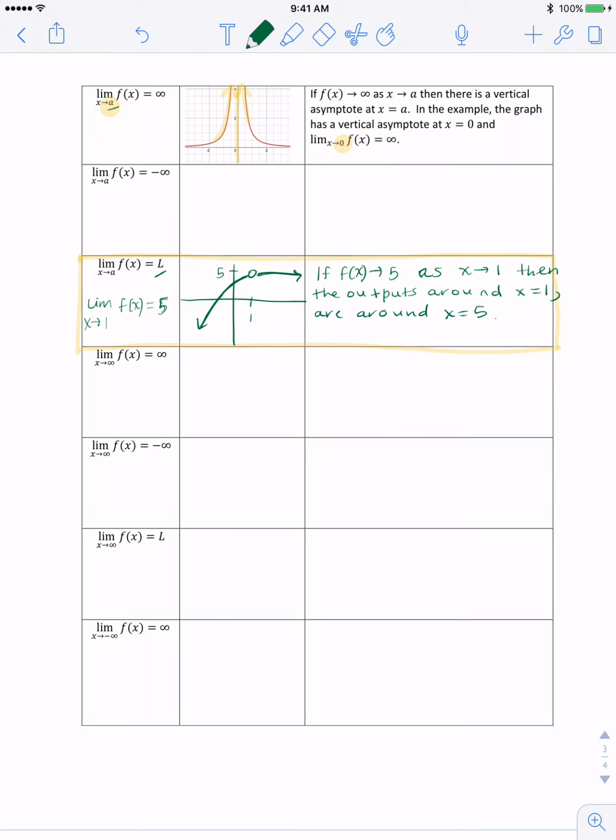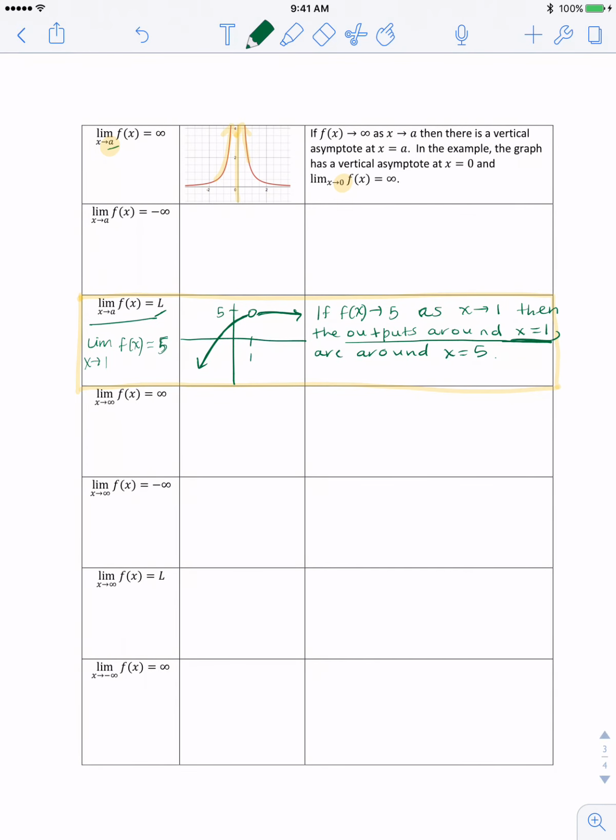Sometimes that means that there's a hole there, or there could be a removable discontinuity. But you could also define your function at this point. Just because you have a limit approaching L as x approaches a, that doesn't mean that it is undefined at f of a. But there is a possibility for that. This limit just talks about what the outputs are around x is equal to a, or in this case, x is equal to 1.